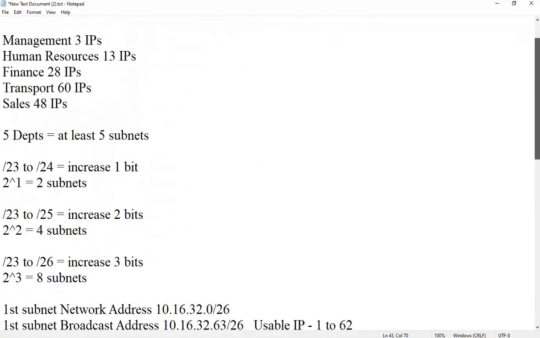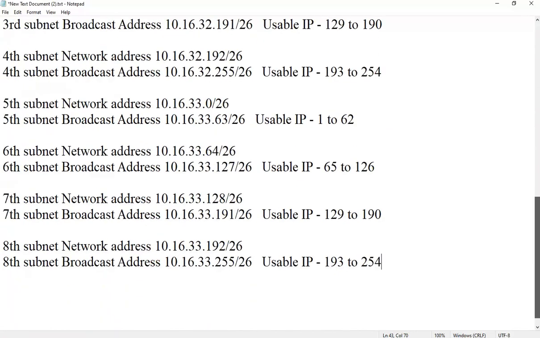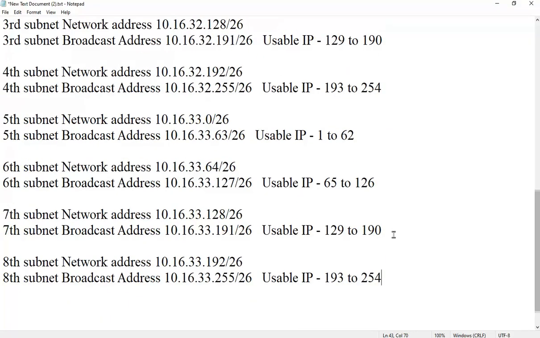Just to increase the understanding of how all these subnet masks have been determined and used, I'm going to do another example.